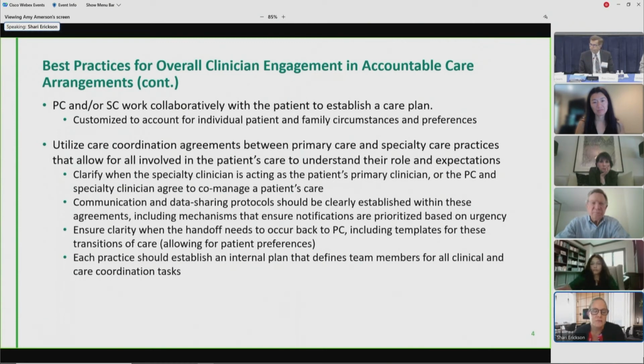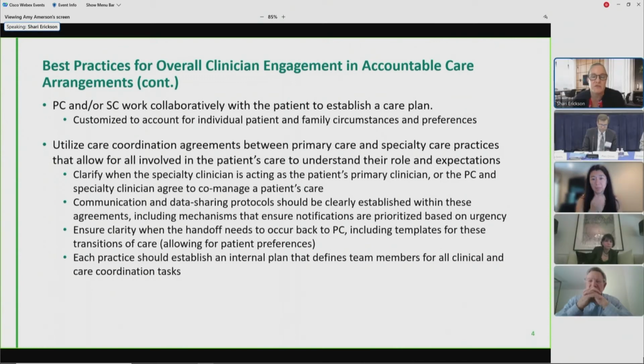Also, an additional piece of this are care coordination agreements between primary care and specialty care practices. It needs to be clear that all involved in the patient's care understand their role and expectations. And actually, we just put out, just last month, an updated policy around this that gets into some detail as to how this can occur, what some of the best practices can be, clarifying when the specialty clinician is acting as that patient's primary clinician, or if they agree to co-manage a patient's care. There are a number of critical and helpful elements that should be engaged in trying to do this. Communication and data sharing protocols need to be clearly established within these agreements.